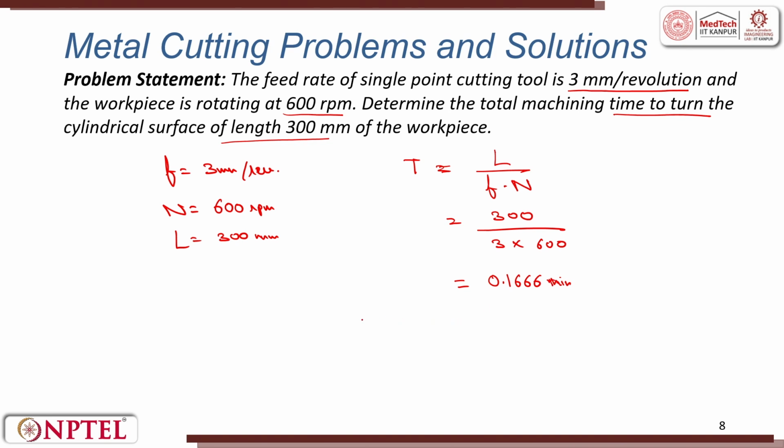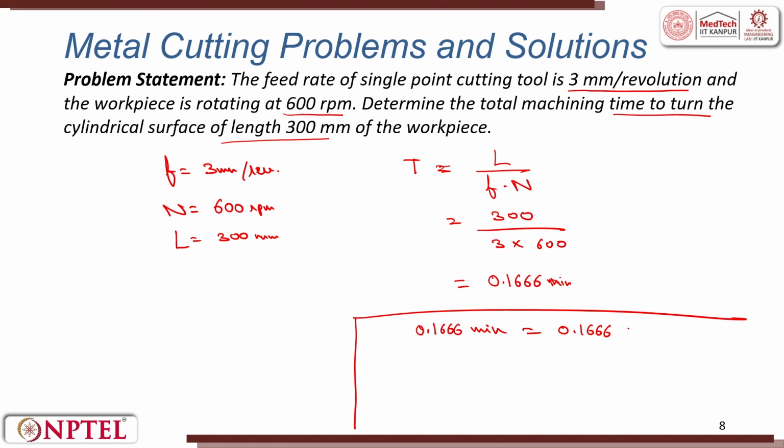If you wish to convert this into seconds, 0.1666 minutes is equal to 0.1666 into 60 seconds, that is equal to 10 seconds. This is a very simple problem.